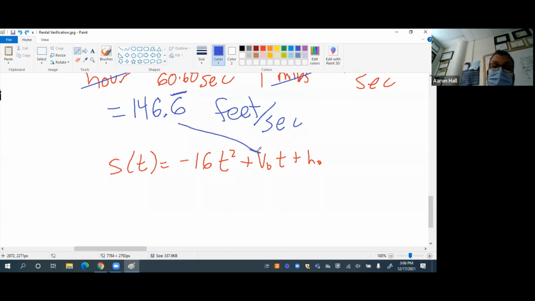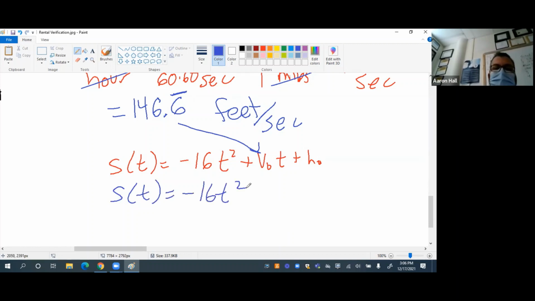So I'm going to plug that into here. S of t is my position function. So we have S of t equals negative 16t squared plus 146.6 repeating, times t. What's my initial height?